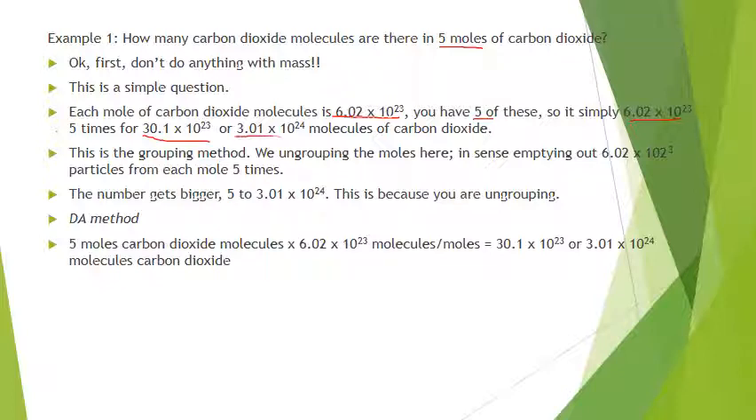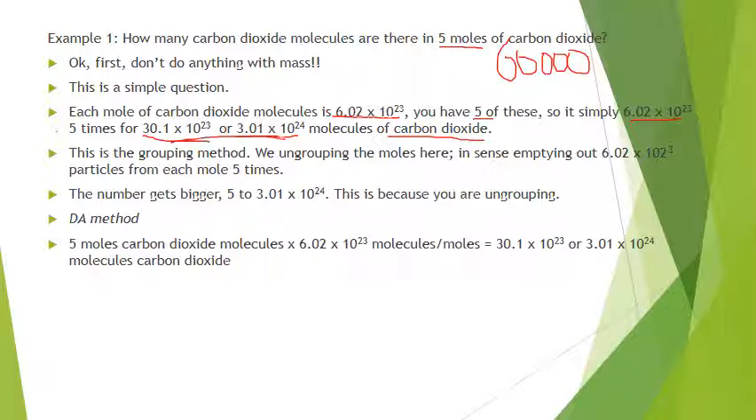So in scientific notation, that is 3.01 times 10 to the 24th molecules of carbon dioxide. So what you're doing is you're taking 5 groups and ungrouping each one, and each time you let out 6.02 times 10 to the 23rd, and you do that 5 times and you end up with this much.